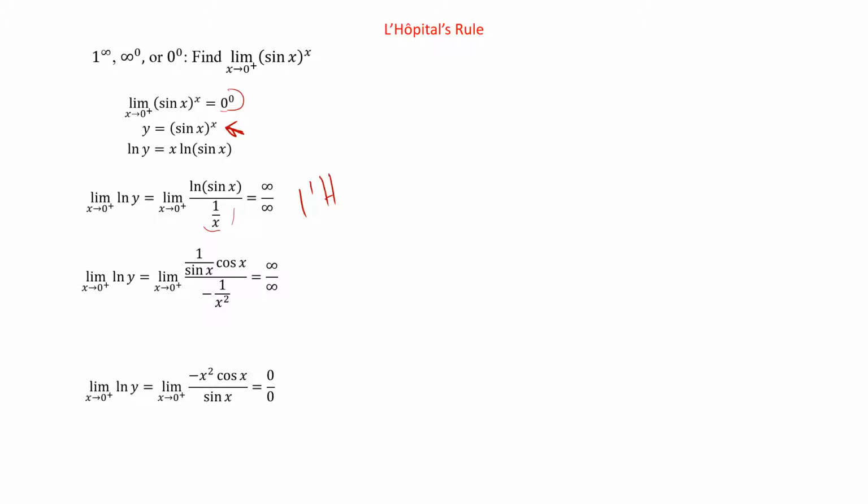Well, let's simplify a little bit. The 1 over sine can go to the denominator. And this x that we put down here can go back up to the numerator. So we get the limit as x goes to 0 positive of negative x squared cosine x over sine x, which if we plug in 0, it's always good to check, it's 0 over 0. So we can now L'Hopital it again.